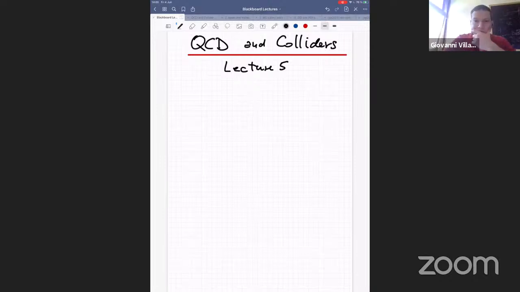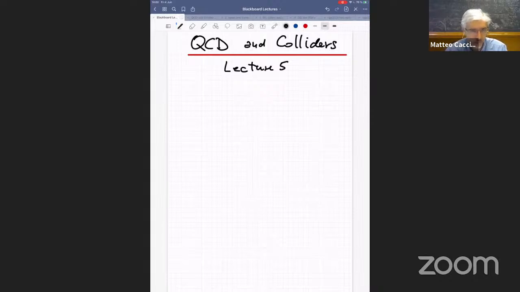So let's try to finish up what we were doing yesterday about calculability in simple processes like e+ e- to something. And then if time allows, I will also try to talk about parton distribution functions and deep inelastic scattering and using hadronic processes. Unfortunately, I'm a little late, so I'm afraid that I will have to compress things a little bit today. Ideally, at least another lecture would be needed to do things more properly, but I picked up some delays during the road.